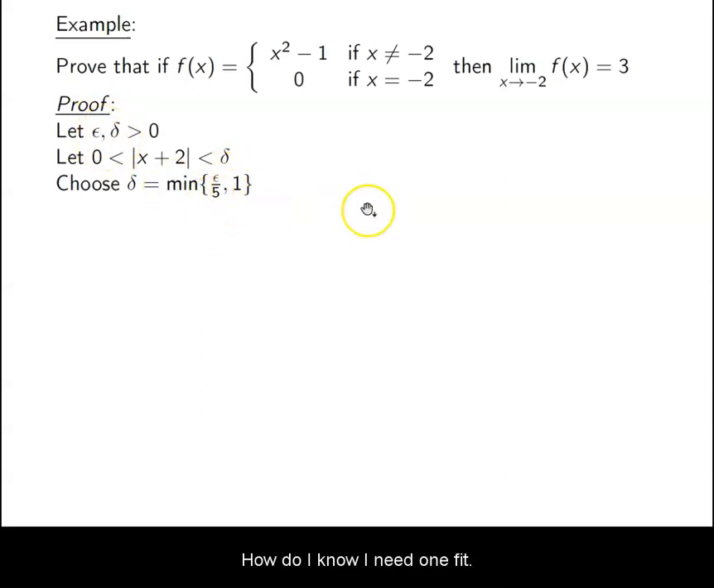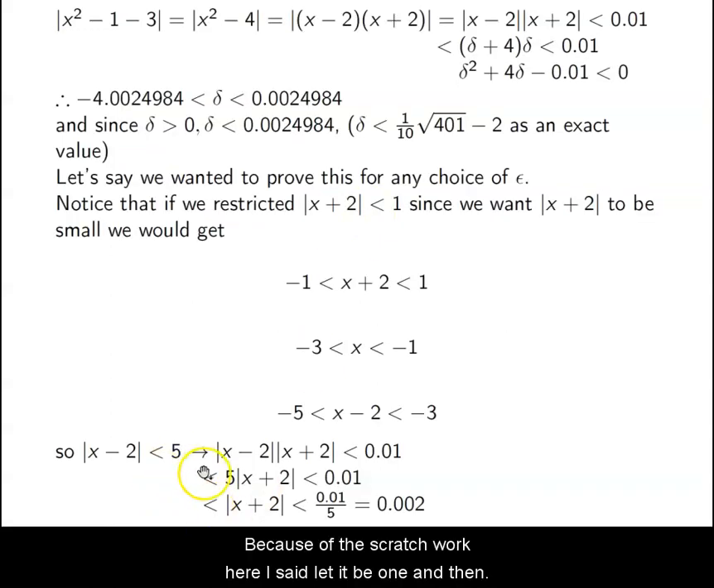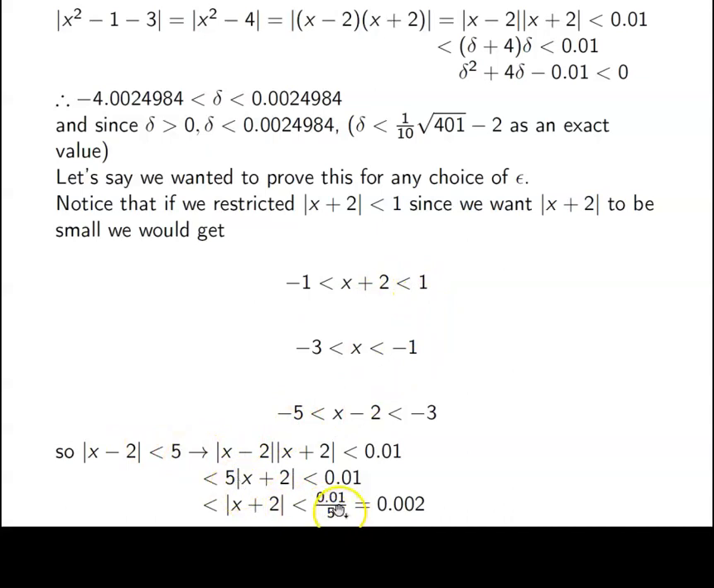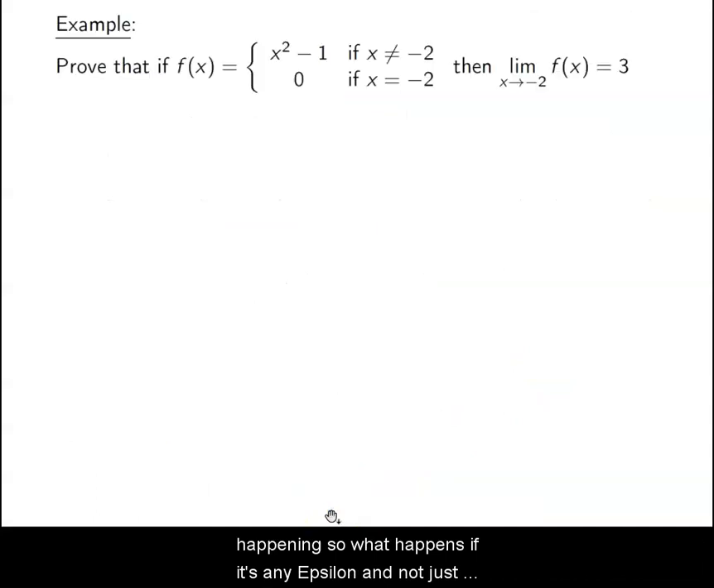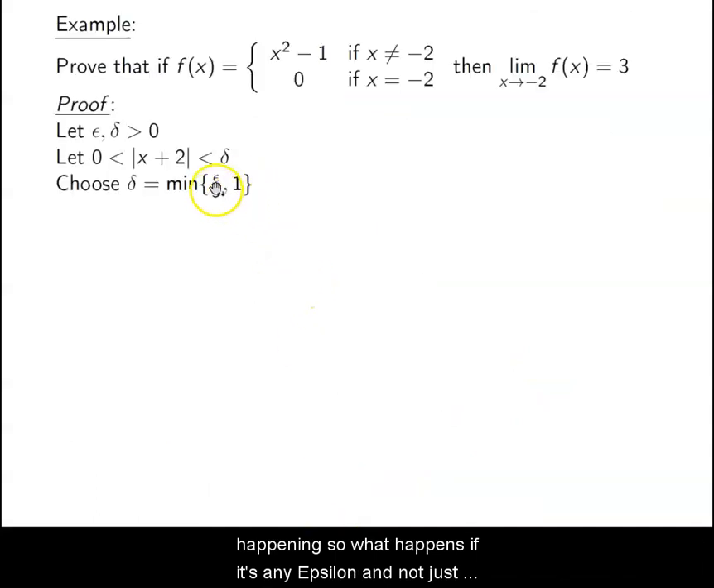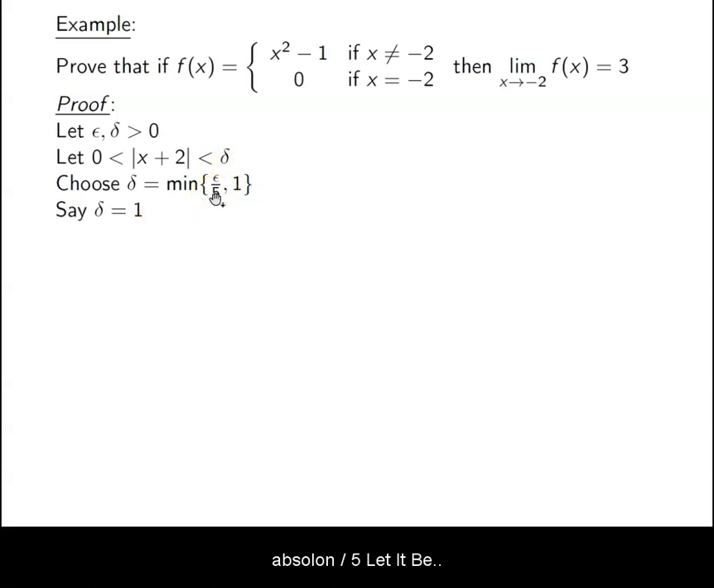How do I know I need 1/5? Because of this scratch work here. I said let it be 1, and then I was like, hey, well, what happens when it's 1? I get a 5 here, right? And I ended up having to divide by 5. So this epsilon divided by 5 is what ended up happening. So what happens if it's any epsilon and not just 1? So that's why I'm going to say let it be 1 or let it be epsilon divided by 5. Let it be those two choices.